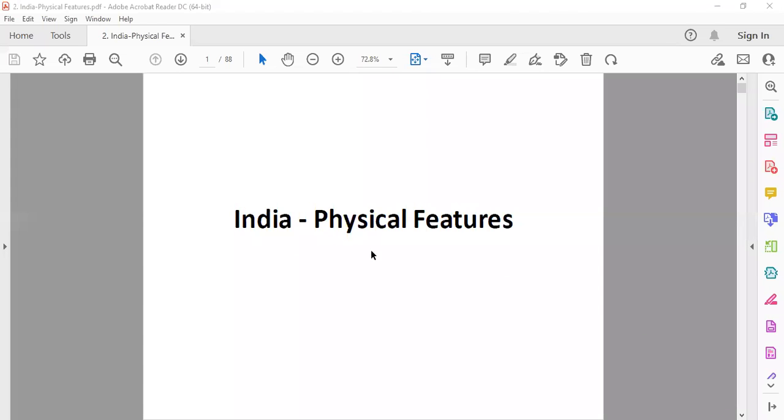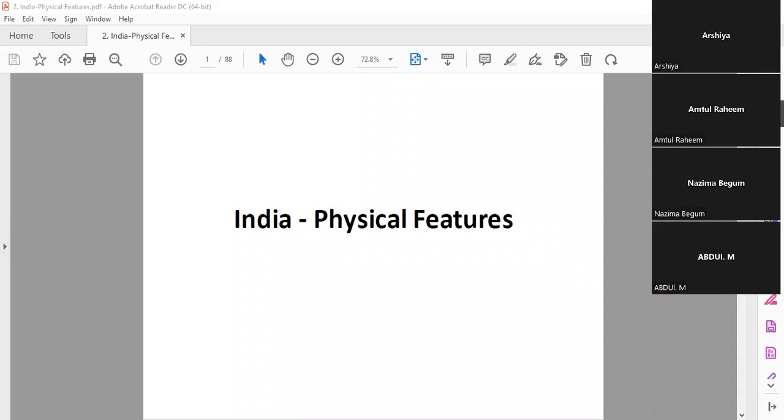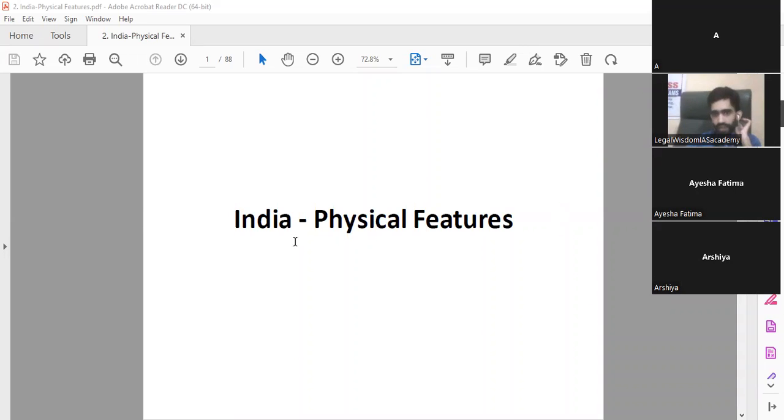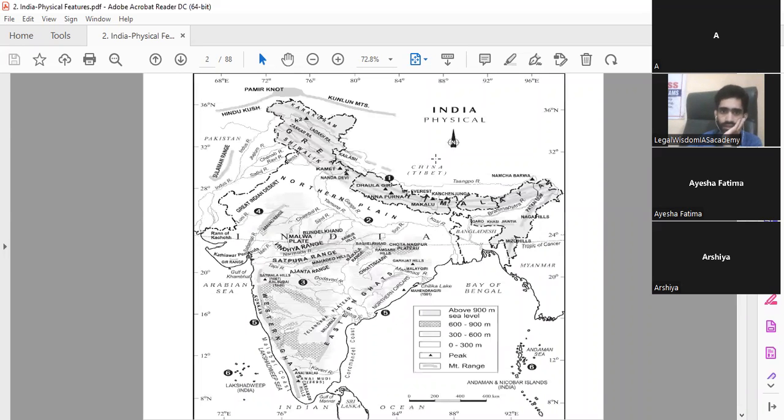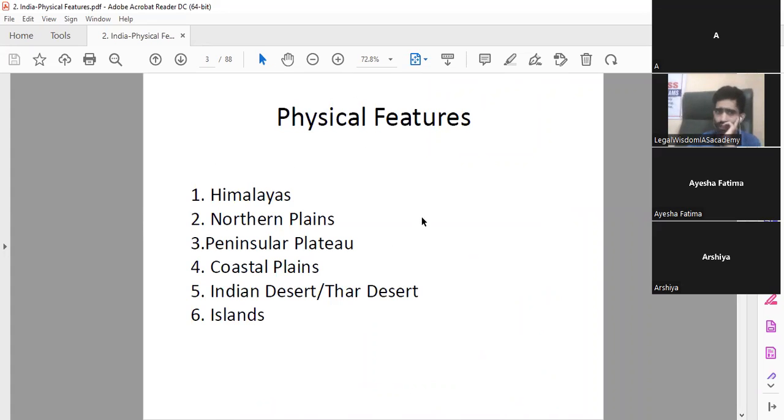So the very first thing we have studied, in the very beginning, is the Indian physical features. Then we have taken a look at the physical map of India. Then we have studied the physical features. The 6 physical features are Himalayas, northern plains, peninsula plateau, coastal plain, Indian desert or Thar desert, and islands.